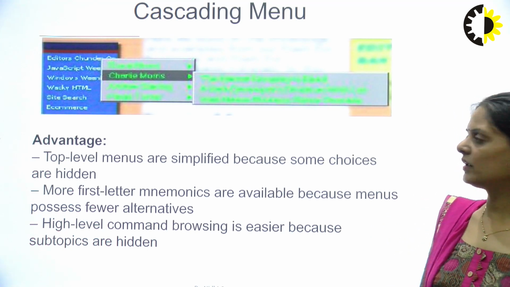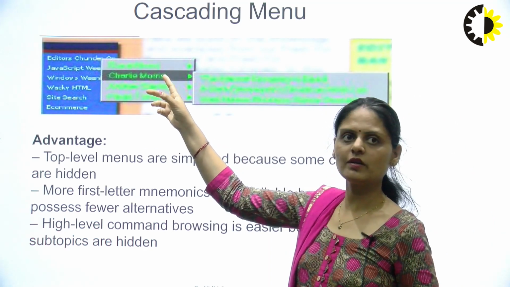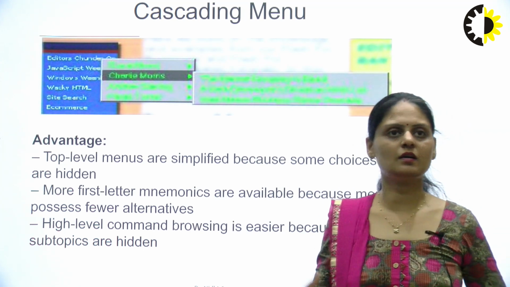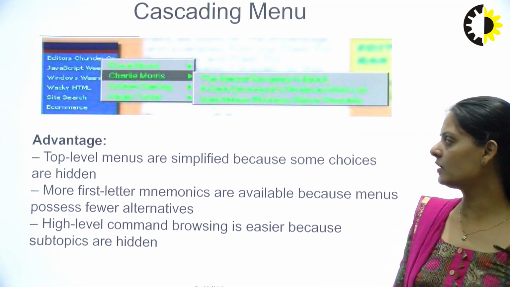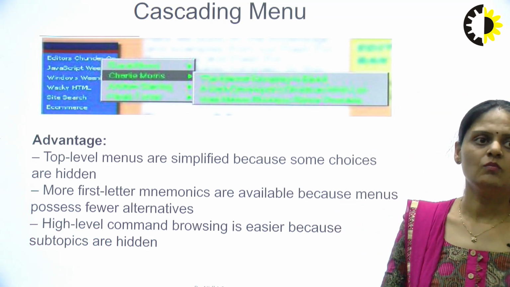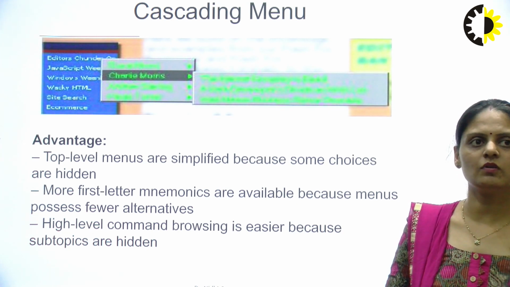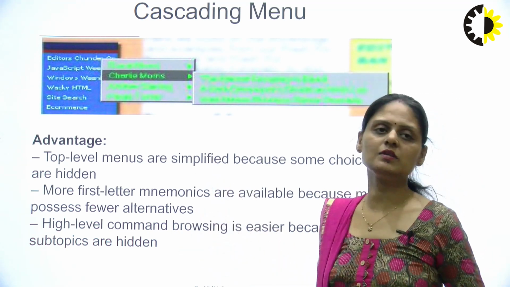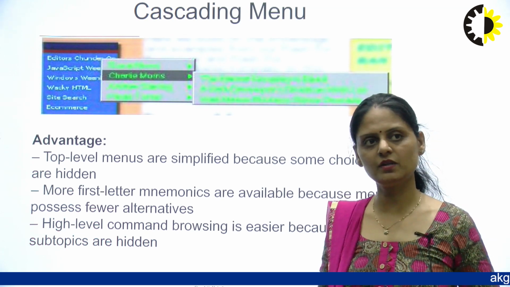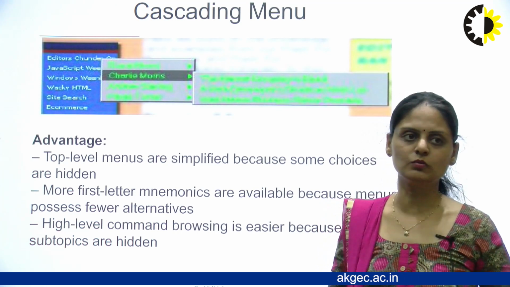So the cascade menus, as we discussed earlier also, this triangle is showing there is a choice, and the triangle is showing another menu, and then another menu appears. These kinds of things keep on appearing. So advantages: top level menus are simplified because some choices are hidden. Most first letter mnemonics are available because menus possess fewer alternatives. The first menu itself is an abstract, giving us the idea of what options are available, and we click on the particular one and go deeper into that if we want to.